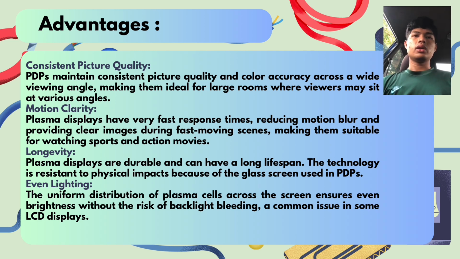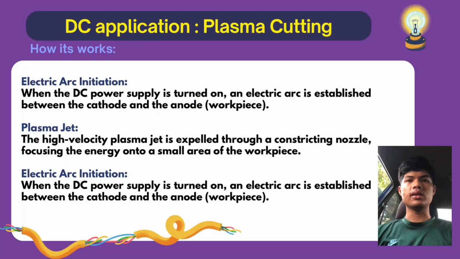Even lighting. The uniform distribution of plasma cells across the screen ensures even brightness without the risk of backlight bleeding, a common issue in some LCD displays. Next is DC application, plasma cutting. One, electric arc initiation. When the DC power supply is turned on, an electric arc is established between the cathode and the anode workpiece.